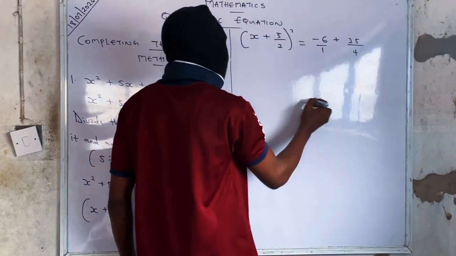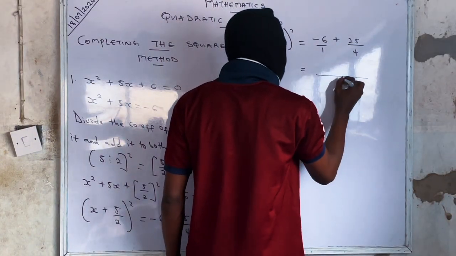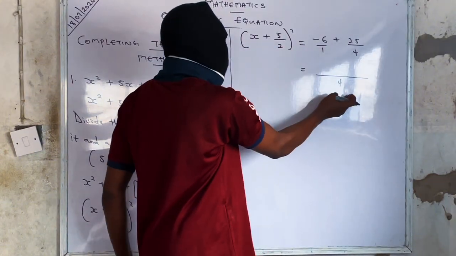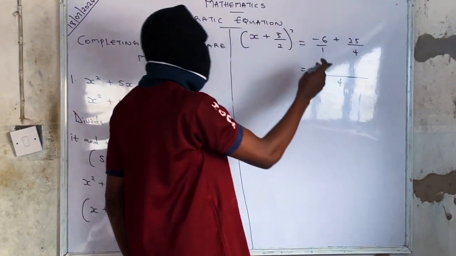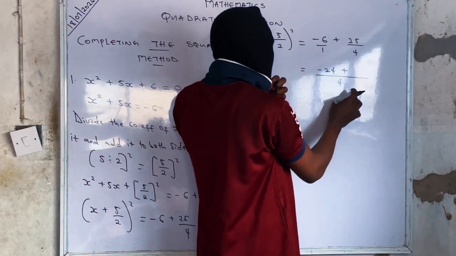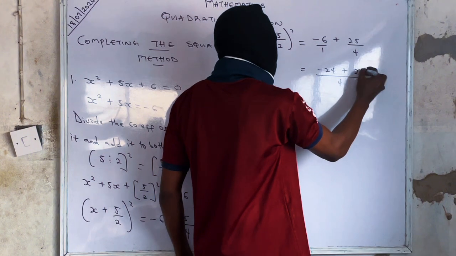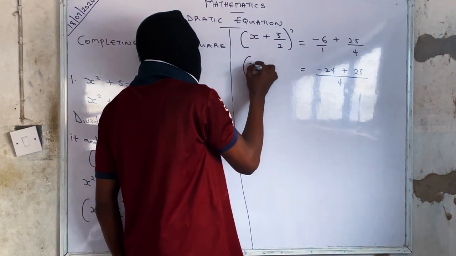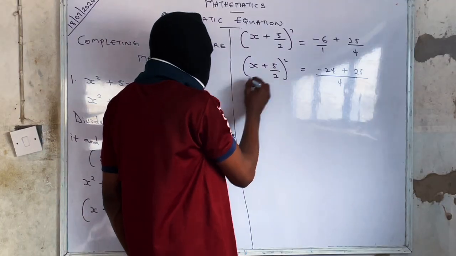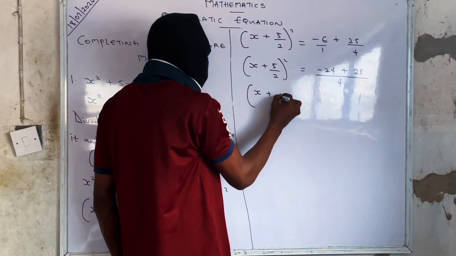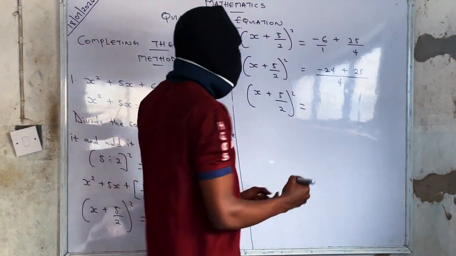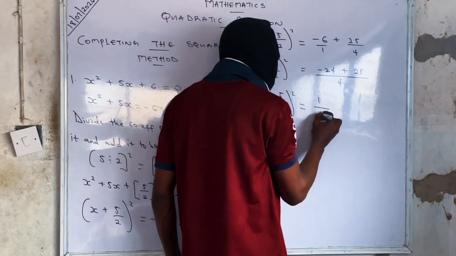You can collect like terms. The LCM is 4. Then 4 times minus 6 will give us minus 24, plus 4 in 4 is 1, 1 times 25 will give us 25. You have to put this (x plus 5 over 2) squared. So we now have (x plus 5 over 2) squared equals minus 24 plus 25, which will give us 1, then we have 1 over 4.